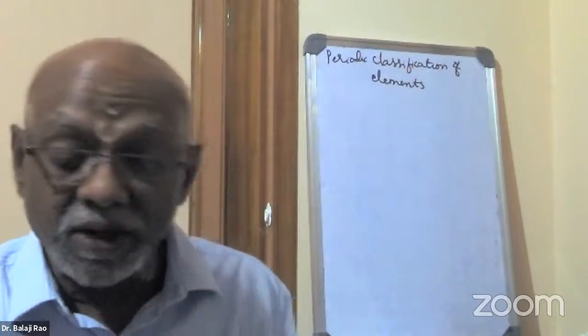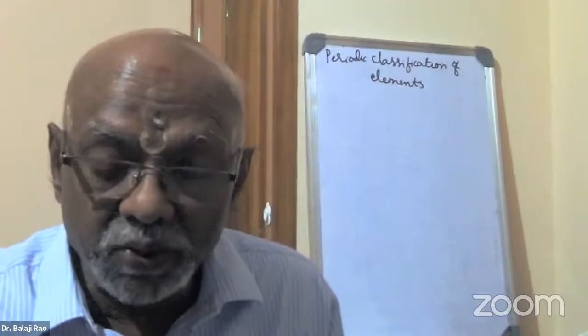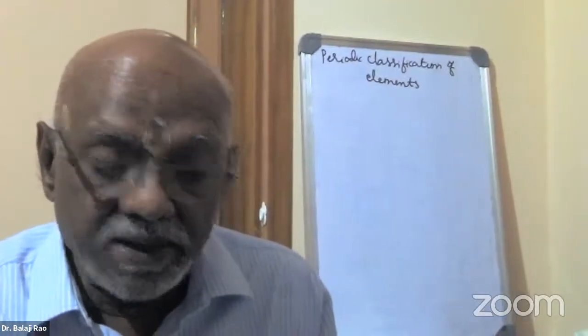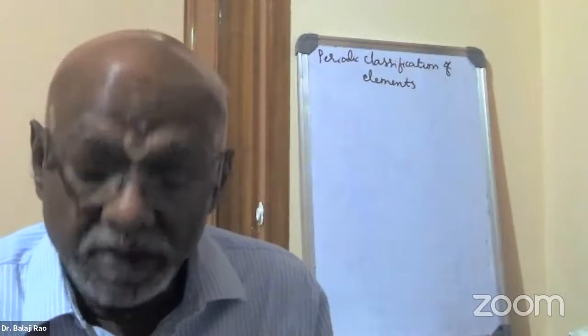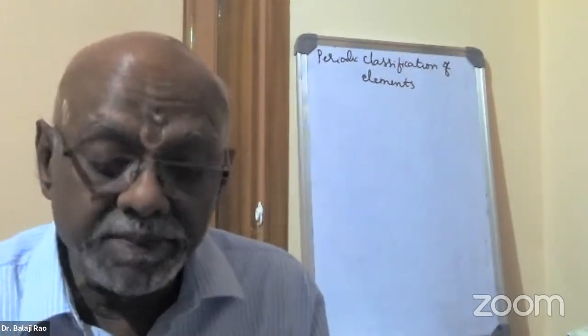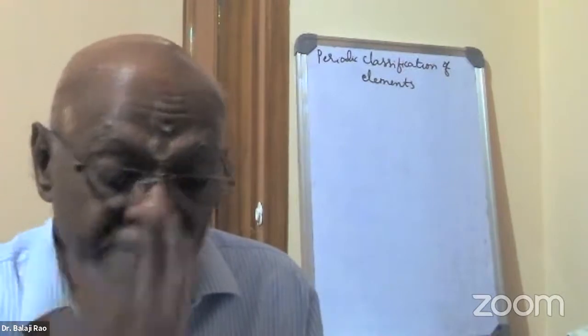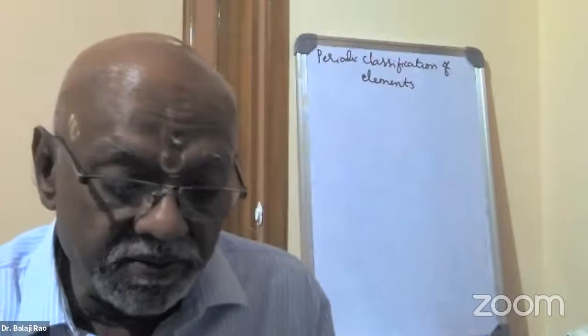Deschancourt, right? His name is Deschancourt. Now I get it back. He gave us the classification of elements based on the periodicity of chemical and physical properties. Then came 1864, John Newlands. He gave us the law of octaves.